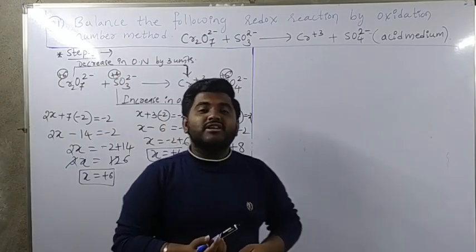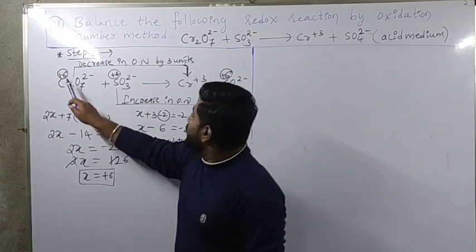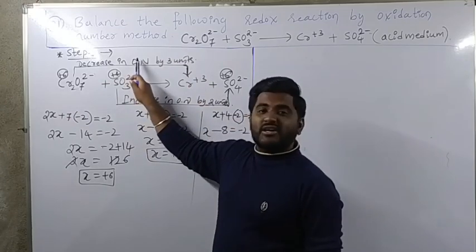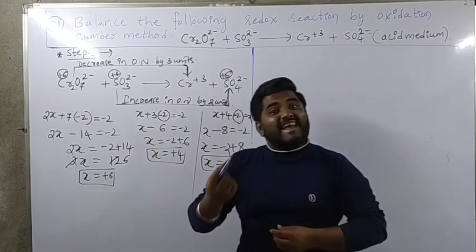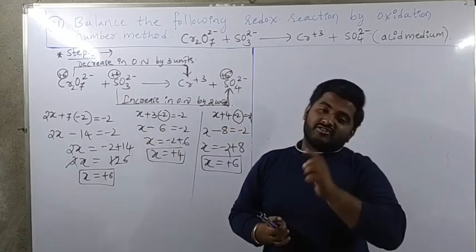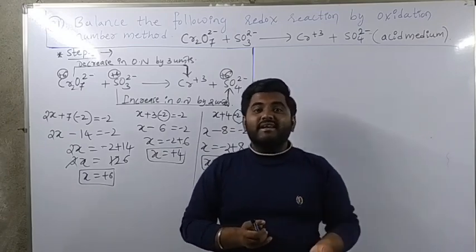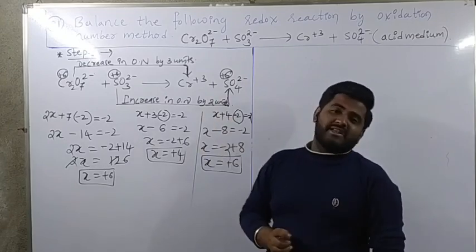So increase in oxidation number is called oxidation. So chromium plus 6 to plus 3, it is decreased, hence this is reduction, and sulfur plus 4 to plus 6, it is increased, hence it is oxidation. Increase in oxidation number, oxidation. Decrease in oxidation number, reduction. That you have to find out by the first step.